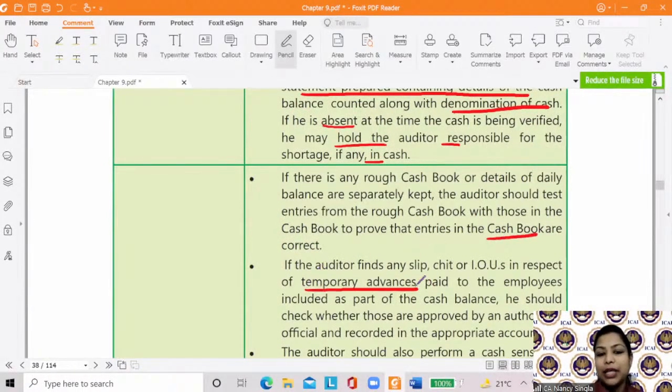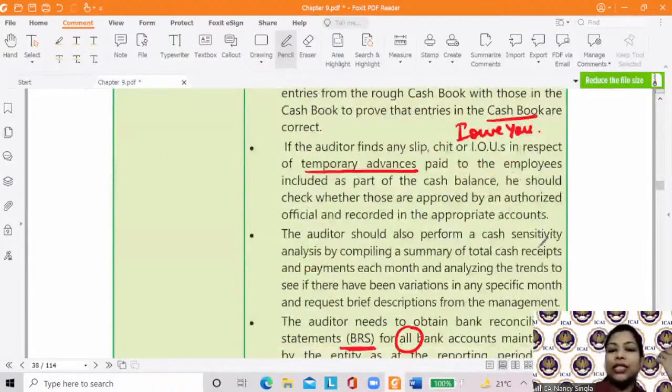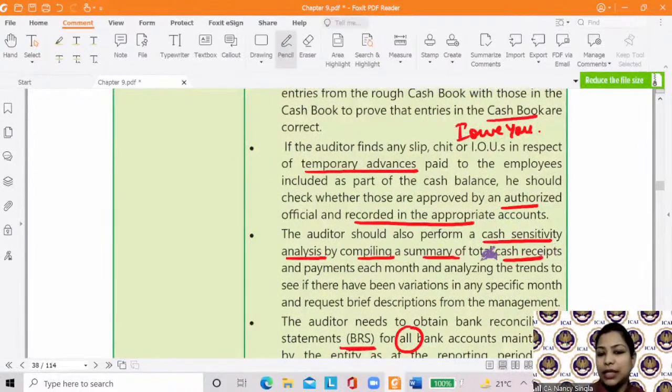If any temporary advances, this is what I owe you, ठीक है. If any such chits have been issued to the employees that they owe इतना amount to the company, तो उसको क्या चेक करना है, whether it is authorized or not, recorded appropriately or not, and perform cash sensitivity analysis. Compile करो summary किसका cash receipts का payments का each month पे, analyze करो trend, कोई variation है तो management से पूछ लो ना, ठीक है.